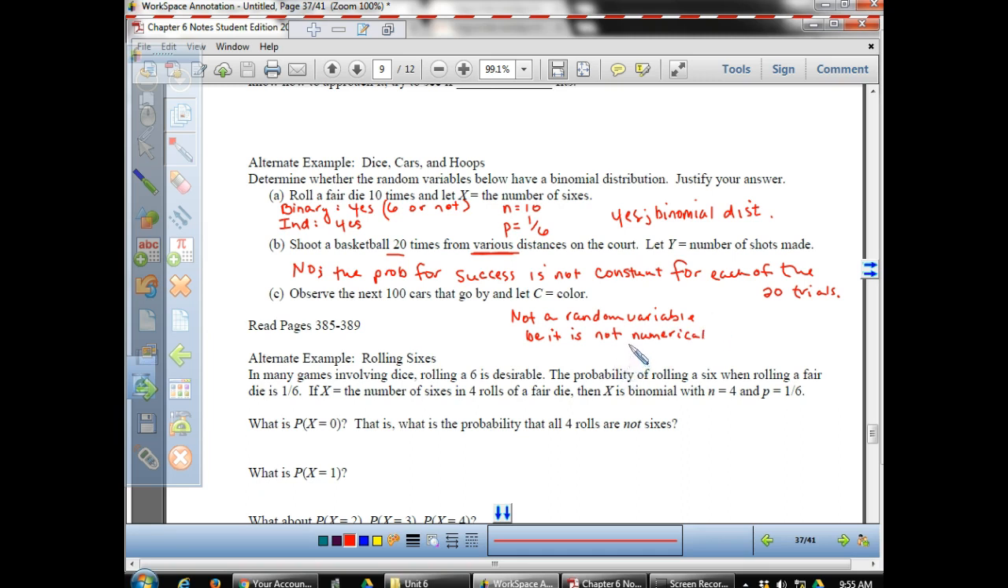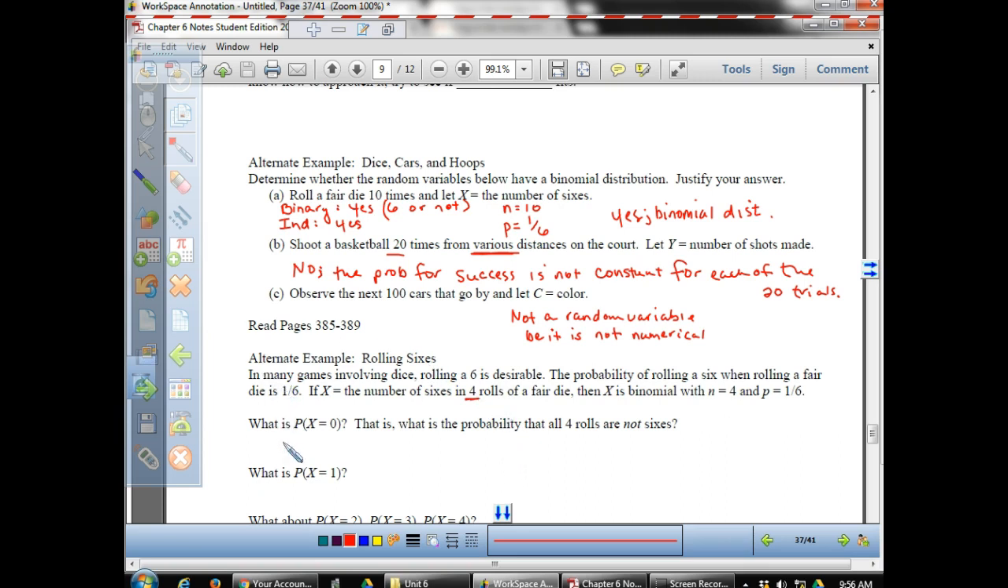Okay, so I'm going to show you how to actually compute this. So let's continue on. In many games involving dice, rolling a 6 is desirable. The probability of rolling a 6 when rolling a fair die is 1 out of 6. If X equals the number of 6s in 4 rolls of a fair die, then X is binomial with n of 4 and p of 1/6. So we kind of talked about that up above. And we want to know this particular outcome, 4 rolls.